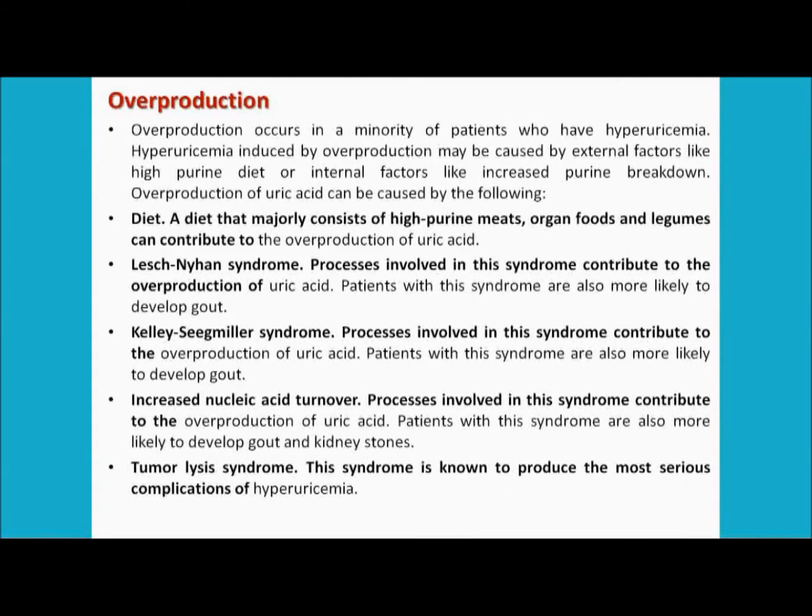The next condition is tumor lysis syndrome. This syndrome is also known to produce the most serious complication of hyperuricemia. The other conditions include glycogenosis 3, 5, 7, and exposure to organic pollutants. All these conditions lead to the overproduction of uric acid in the body.